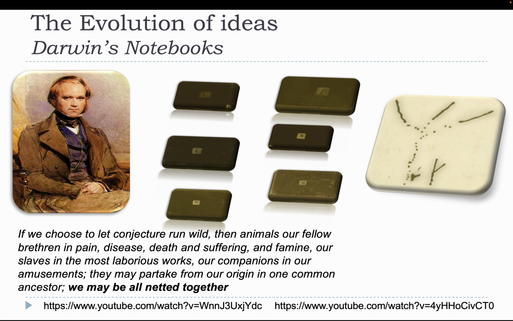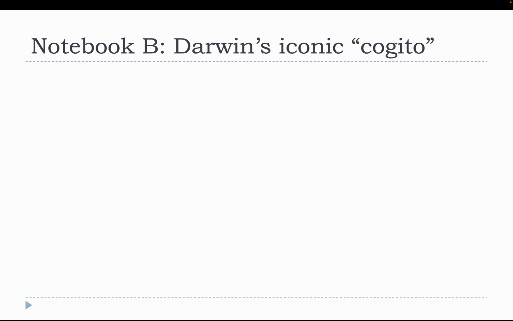Here's just one quote that comes out of one of the notebooks, which I think actually speaks very much to the modern zeitgeist. If we let conjecture run wild, then animals are fellow brethren. Pain, disease, death, and suffering, and famine are slaves in the most laborious works, are companions and amusements. They may partake from our origin in one common ancestor. We may be all netted together. That speaks to the expanding view that animals have rights, that animal suffering is important, and so forth.